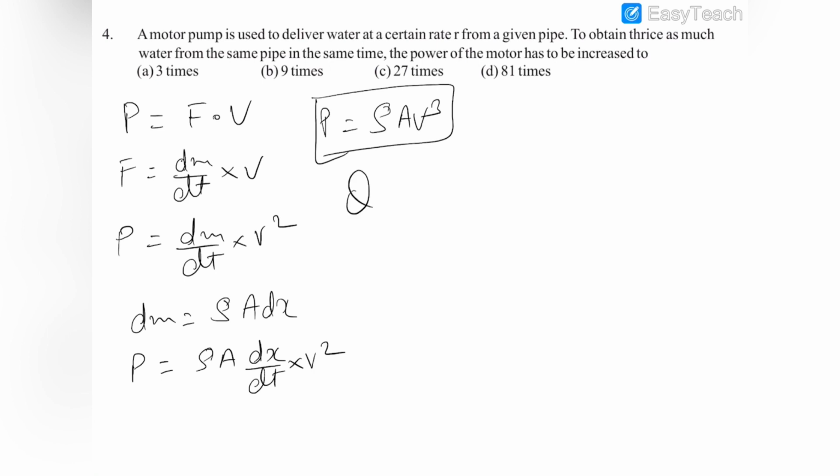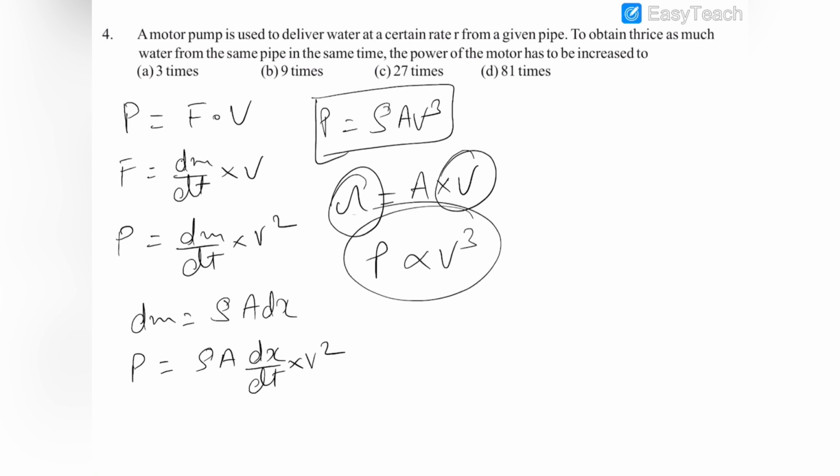Now we know that the volume flow rate R is area into velocity. And we have to use the same pipe, which means the area of cross section will remain the same. So to make this R thrice, we have to triple the velocity, and therefore, since the power is proportional to the cube of velocity, if we are tripling the velocity, then the power would be proportional to 3 to the power 3, which is 27. So power has to be increased by 27 times. So the correct option will be option number C. Now we move on to the next question.